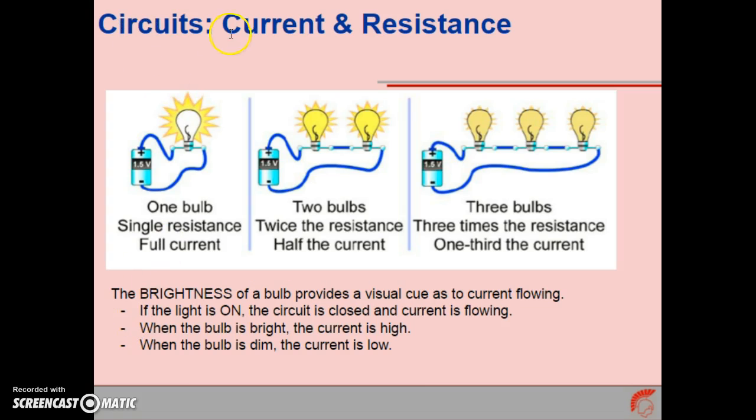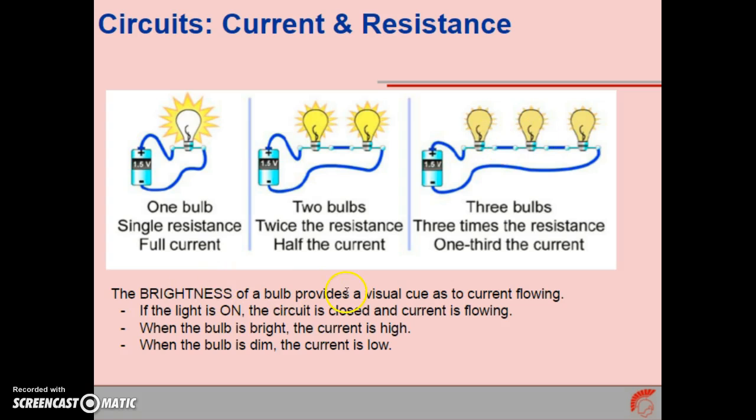So let's apply current and resistance to the actual circuits that we created. That 1 volt, single resistance, has full current. If I add a second bulb, if I double the number of light bulbs, I've doubled the resistance. Twice the resistance has half the current, and I'll view this as being dimmer. And if I have 3 bulbs, I'll have 3 times the resistance. I'll only have 1/3 of the current, and I can see this visually because it's going to be dimmer.